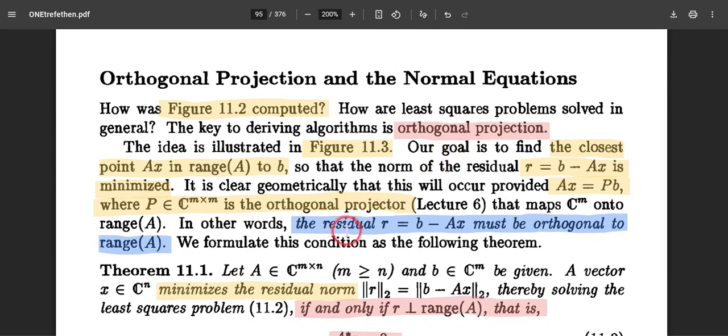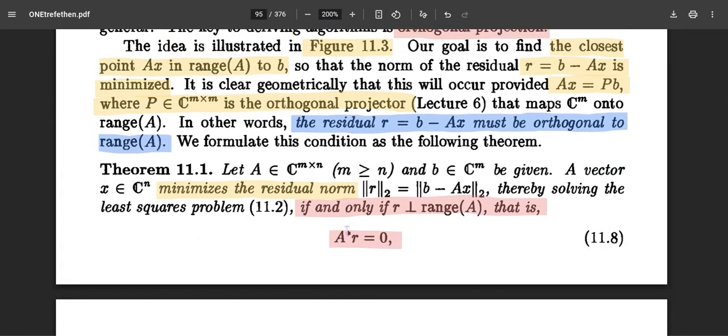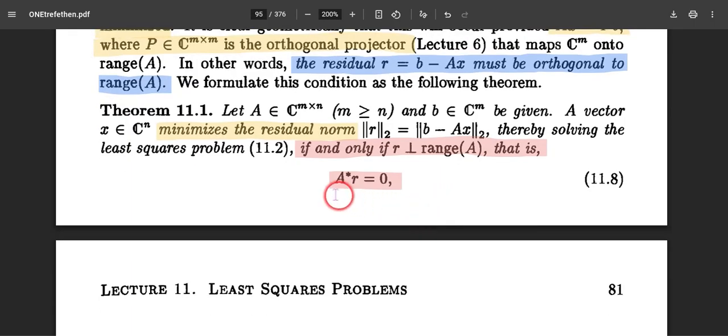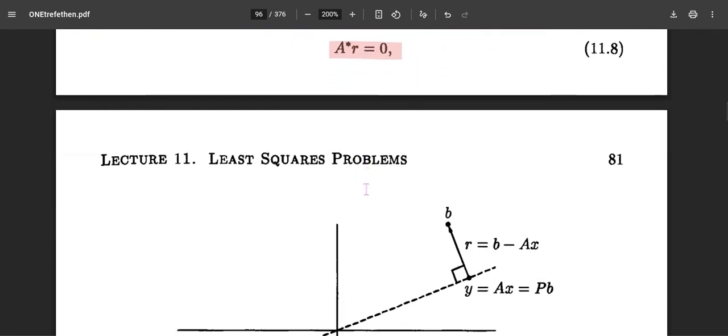So the vector, in other words, the residual vector which is formed, B minus Ax, which doesn't lie in the column space of A, has to be orthogonal to the column space of A, or the range of A. That is what the projection theorem says: we try to find a solution such that the residual is minimized if and only if the condition that r is perpendicular to the range of A holds. So every column has to be perpendicular to the residual vector r.